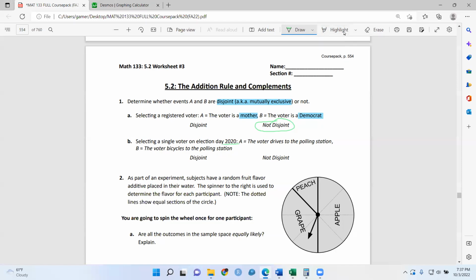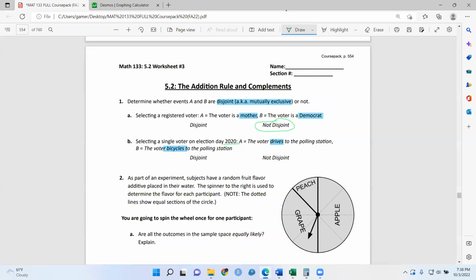So is it possible that this voter could drive to the polling station or ride their bike to the polling station? Yes. Is it possible they could do both things at the same time? I don't think so. No, you can't ride a bike and drive a car at the same time. But you could have a bike attached to a car. Or someone's driving you and you're just on the bus. But it says attached to the car, with bicycles, right?